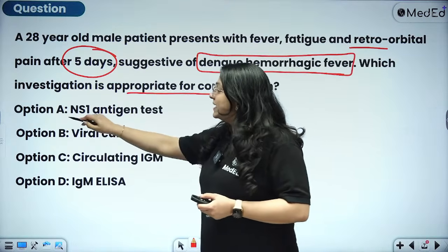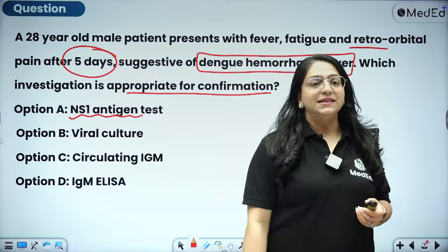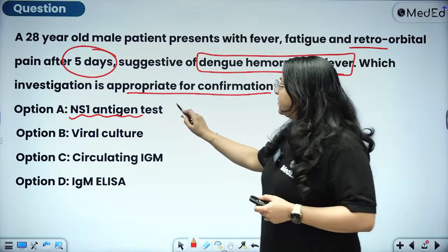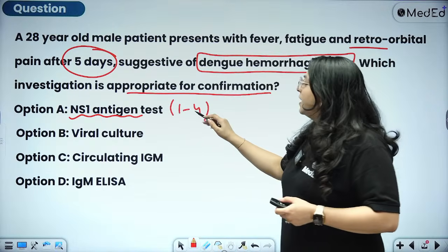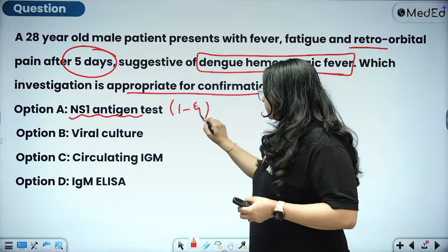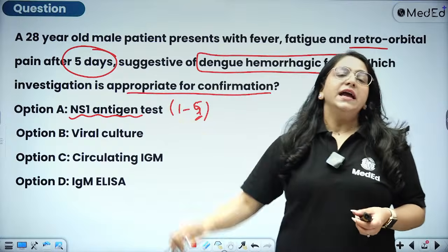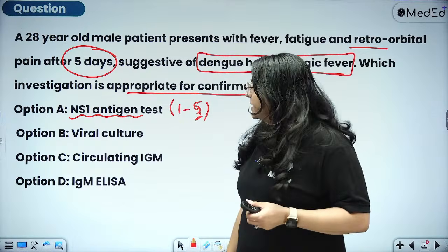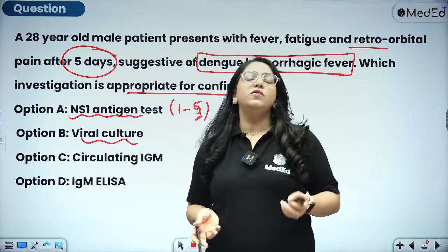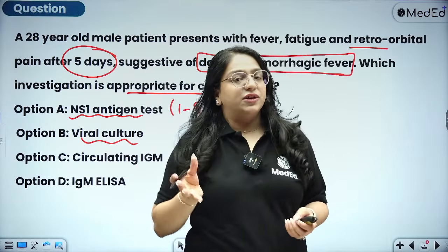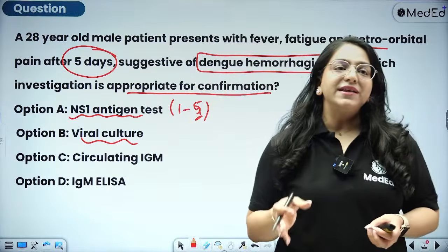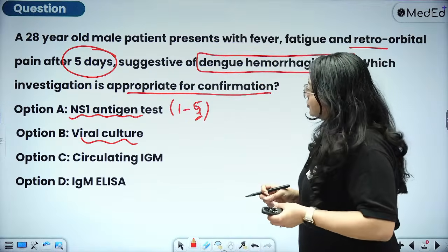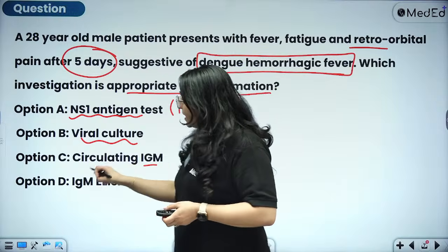Do you think NS1 antigen is any longer sensitive? I believe that if it was day 1 to 4 or even till 5, before the 5th day, it would have been a good investigation, right? Viral culture, who is going to do viral culture now? Nobody does viral culture. Even most research laboratories barely do these viral cultures, right? Circulating IgM and IgM ELISA.